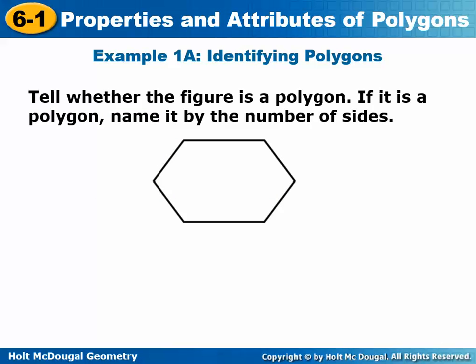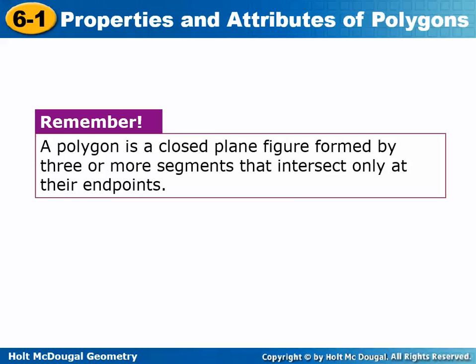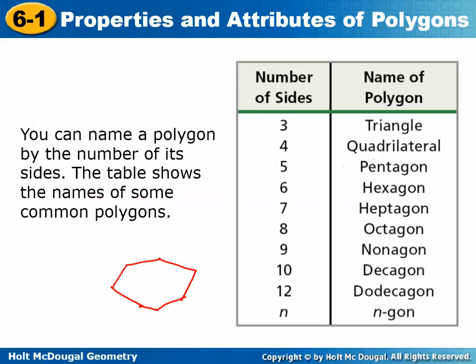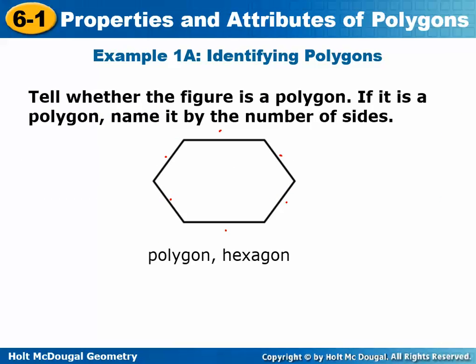So is this a polygon? If it's a polygon, name it by the number of sides. Well, it is a closed plane figure formed by 3 or more segments that intersect only at their endpoints. So yes, it is a polygon. And then we just count the number of sides. 1, 2, 3, 4, 5, 6. 6 sides is a, and this is in your book so you can look it up, hexagon, if you don't have it memorized yet. So it is a polygon, and it is a hexagon.